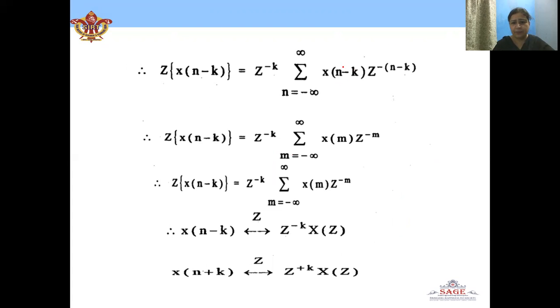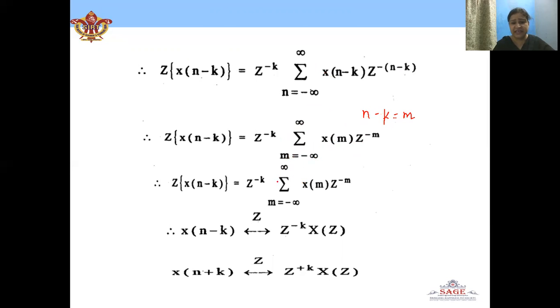Now, if I put n minus k as m, I'll substitute here n minus k is equal to m. So z raised to power minus m will be written. Now, if I'm changing my variable, I'll have to change the limits of the variable also. So if n is equal to minus infinity, m will also be minus infinity. If n is equal to plus infinity, m will also be plus infinity. So here the variable is changed to m very conveniently. So m is equal to minus infinity to infinity x(m) z raised to power minus m.